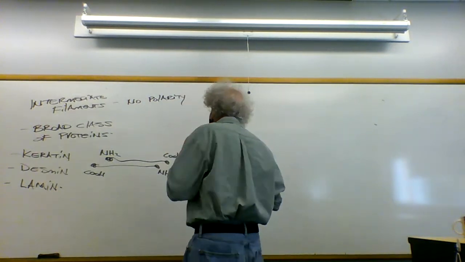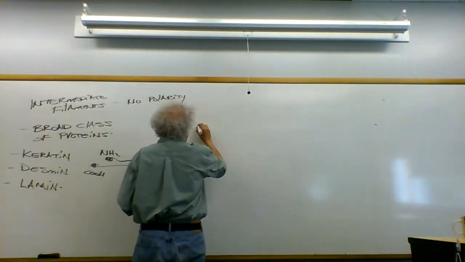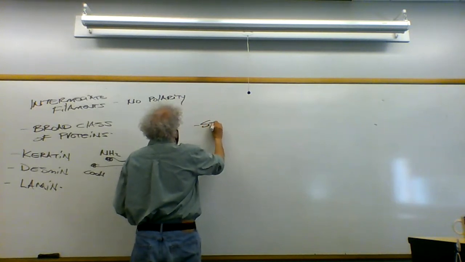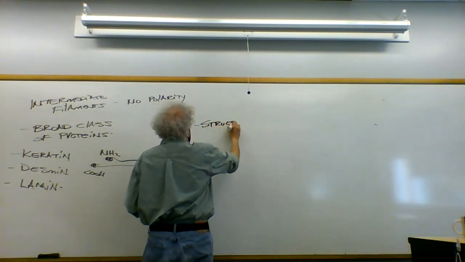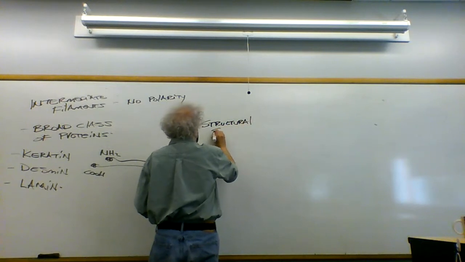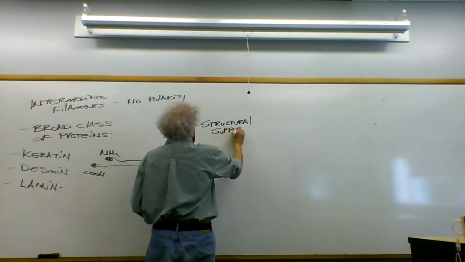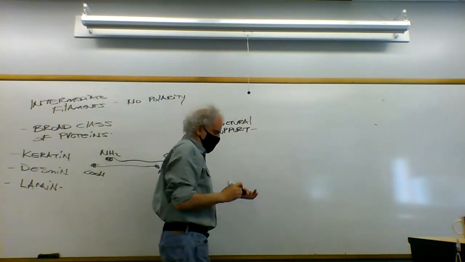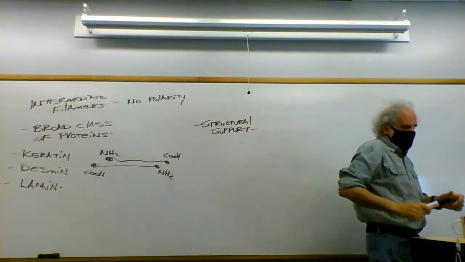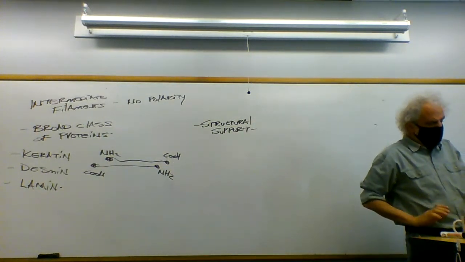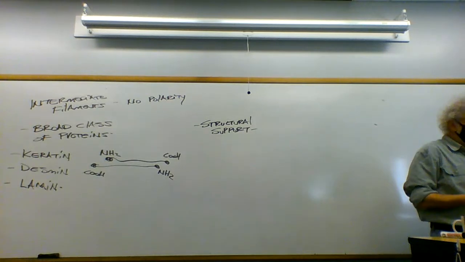Intermediate filaments are going to auto-self-assemble, and they form fairly tough structures, rigid structures. But pretty much all intermediate filaments are going to do is provide structural support. And this is essentially allowing the cells to have some toughness to them.